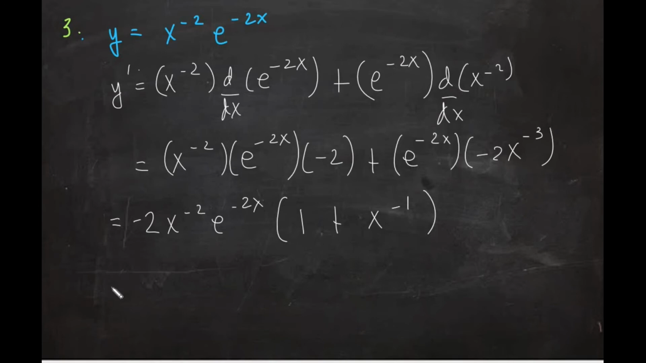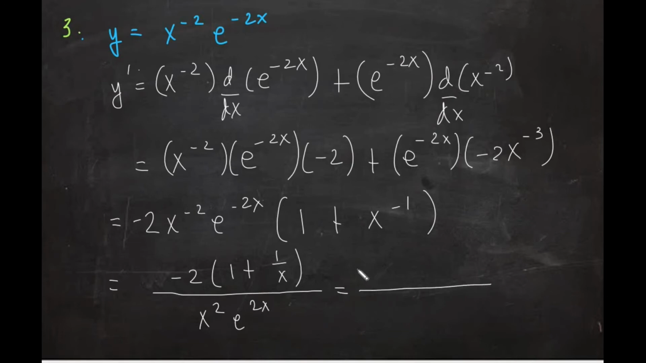Okay, so we'll just simplify this. We'll have negative 2, and then 1 plus 1 over x. And then here we'll have x squared e raised to 2x. So again, we can still simplify this further as x plus 1 over x squared e raised to 2x.